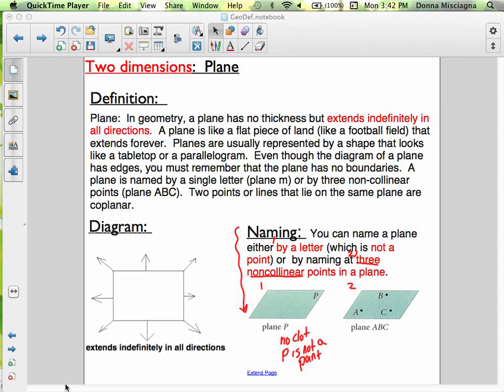So a dot by that letter, right? So here we see that's plane P. That's not a point. There's no dot, so P is not a point. Right? So it's very important, if you don't see a dot, that is not a point. It's just a way to name the plane.